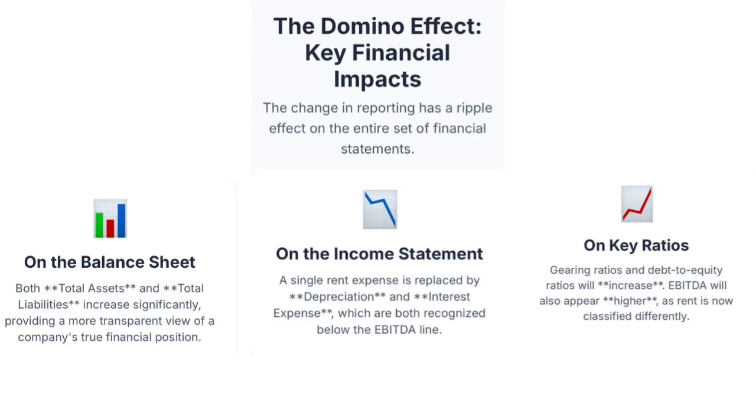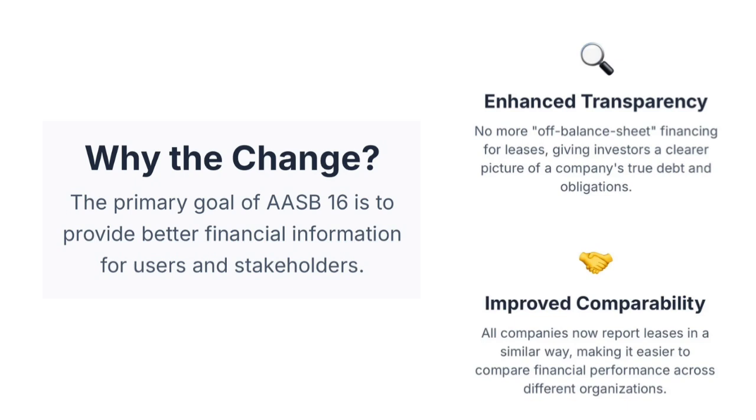Key financial ratios. Because liabilities are now higher, ratios like the debt-to-equity ratio and gearing ratio will increase. Analysts now need to adjust their models to account for this change, ensuring they are comparing apples to apples across companies.